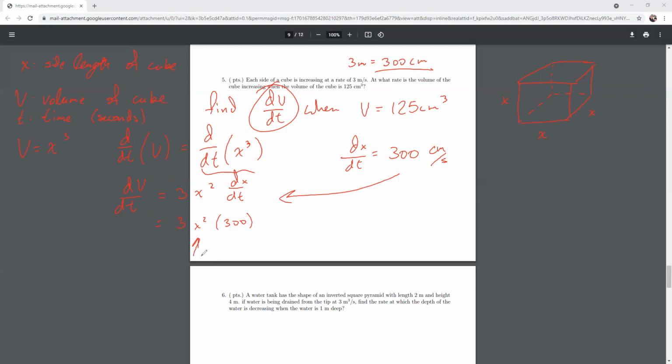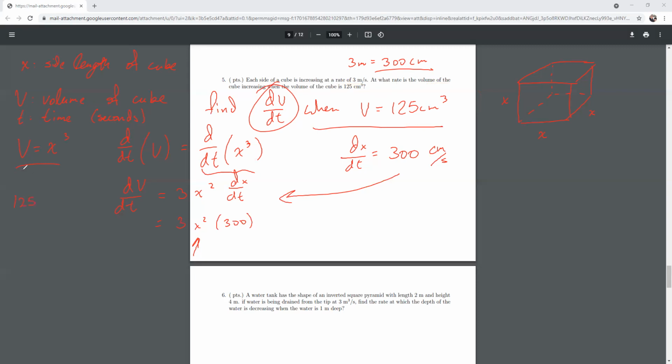Okay, what other information did they tell us? Well, they told us this bit about the rate, 3 meters per second. They also told us when the volume is this. So we're solving for dv dt when this is true. Well, can we extract information from it? Remember we have this expression, right? We know v is equal to 125. So let's plug it in.